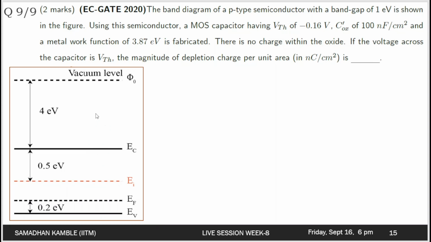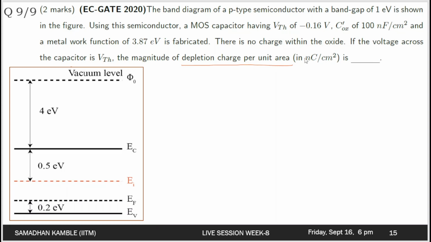Using this semiconductor, a MOS capacitor having the threshold voltage of minus 0.16 volt, the capacitance of 100 nanofarad per centimeter square, and a metal work function of 3.87 electron volt is fabricated. There is no charge within the oxide, so the oxide charges are 0, non-ideality is not present as far as the oxide charges are concerned. If the voltage across the capacitor is V threshold, what is the magnitude of the depletion charge per unit area?